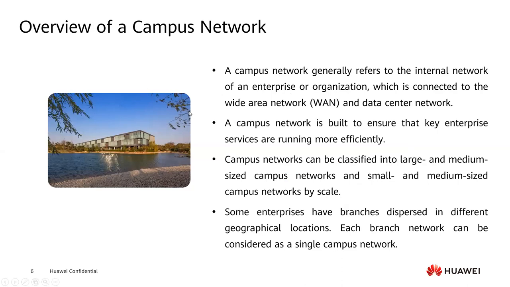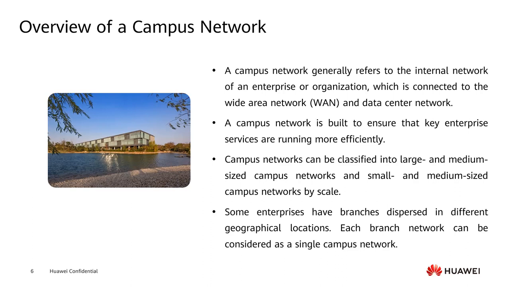So we know that we are in the digital society. The network is a fundamental of our digital society. So the campus network is also very important. A campus network generally refers to the internal network of a campus or organization, which is connected to the wide area network, known as the WAN, and other networks like the data center network and other cloud networks. A campus network is built to ensure that key enterprise services run more efficiently. The existence of a campus network helps, for example, enterprises increase their work efficiency.